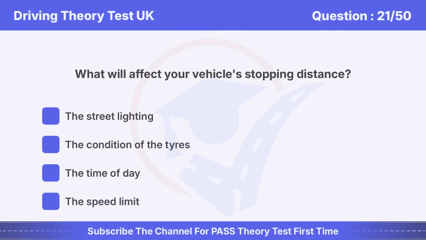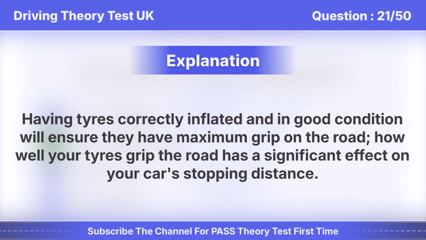Question 21. What will affect your vehicle's stopping distance? Answer is B. The condition of the tires. Having tires correctly inflated and in good condition will ensure they have maximum grip on the road. How well your tires grip the road has a significant effect on your car's stopping distance.